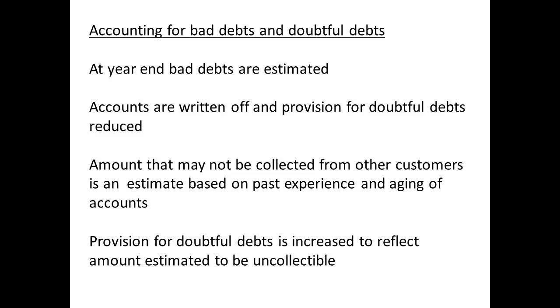To account for bad debt at the year end, the entity will follow a simple procedure. At the year end, the bad debt will be estimated. Some accounts will be written off, and the provision for doubtful debtors will be adjusted by reducing it. An estimate is then made of the amount that will not be collected from other customers. This estimate is based on experience and on the aging of accounts. Typically, it is a percentage of trade receivables. The provision for doubtful debts is increased to reflect the amount estimated to be uncollectible.